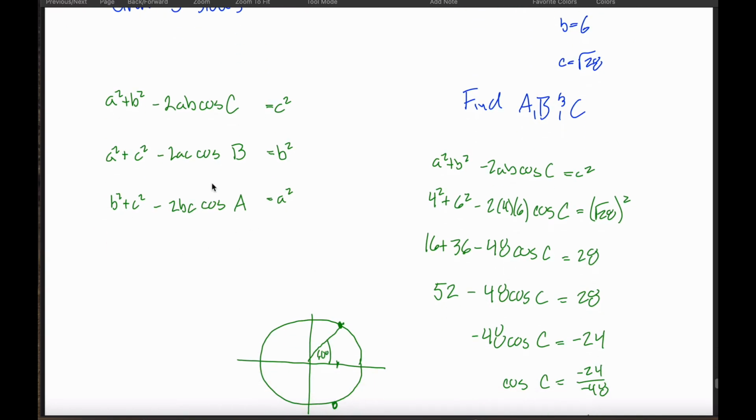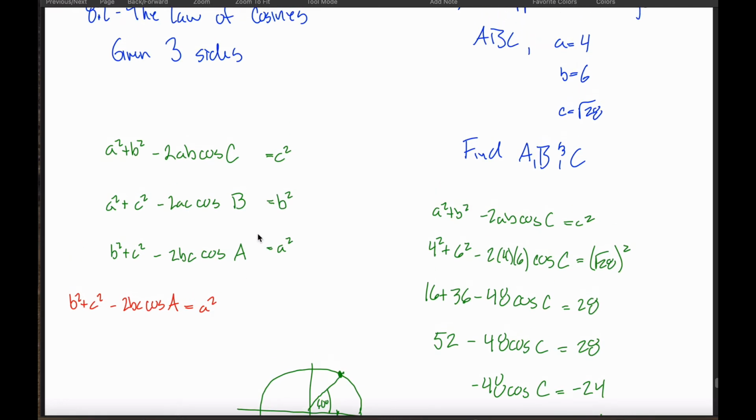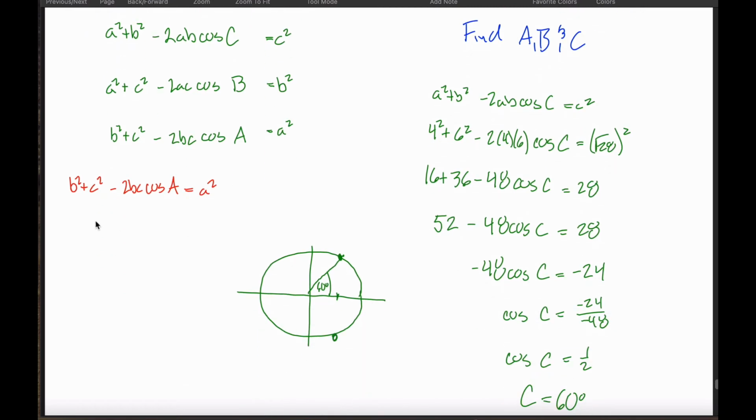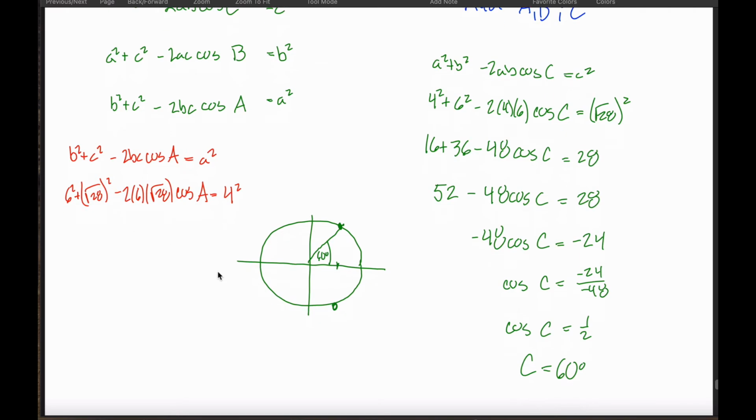To find capital A, it would be this third version of the formula that I'd want to use. That's the only version that has a capital A in it. And using this version of the formula is as easy as just changing the A's, the B's, and the C's into 4s, 6s, and square roots of 28 respectively. Doing so gives you this mess here, which I can simplify because 6 squared is 36 and the square root of 28 squared is just 28 and 4 squared is 16.